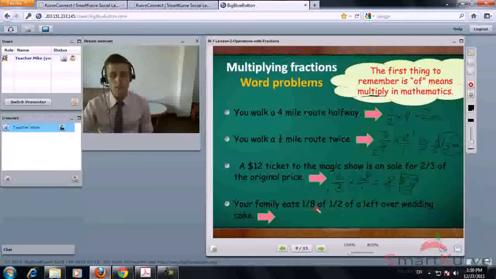Your family eats 1/8 of half of a leftover wedding cake. How much of the original cake is that? Well, they ate 1/8 of, which we remember always means multiply, 1/2. 1 over 1 is 1. 8 times 2 is 16. So they ate 1/16 of the whole cake.